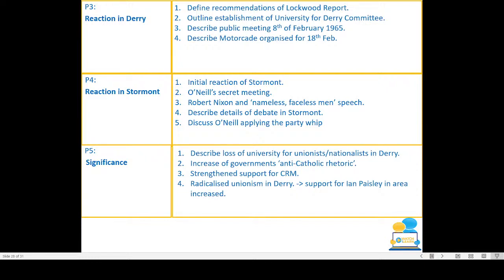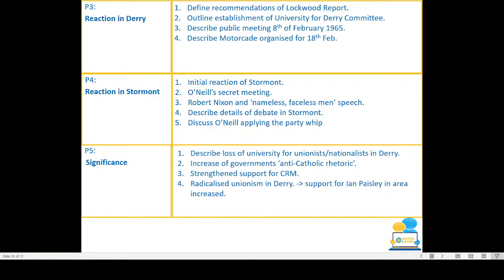And obviously, when we look further on in our Northern Ireland case studies here, we'll see how this all rises to a head through, I suppose, the Battle of the Bogside, the Sunningdale Agreement, the Ulster Workers' Strike, and we'll also discuss how this strengthens the support for the civil rights movement.